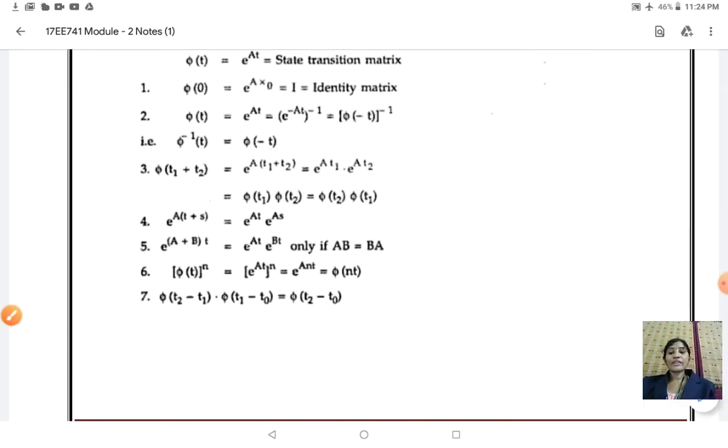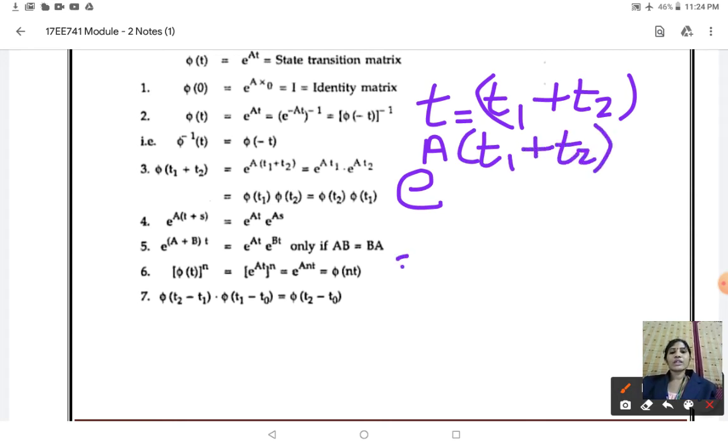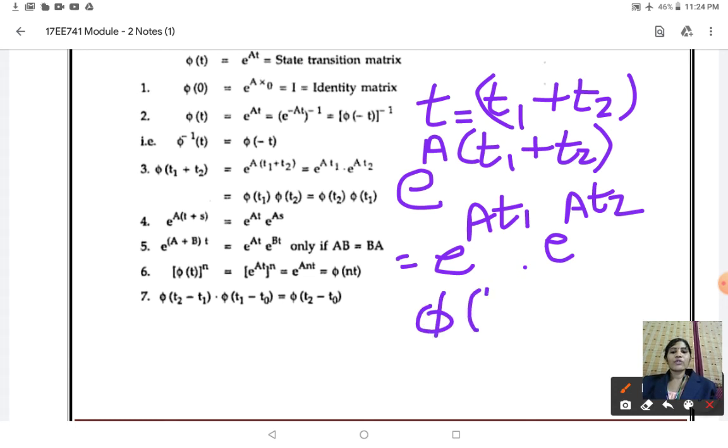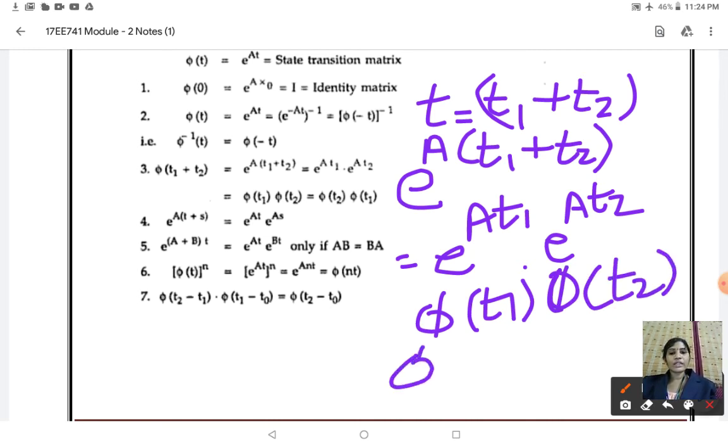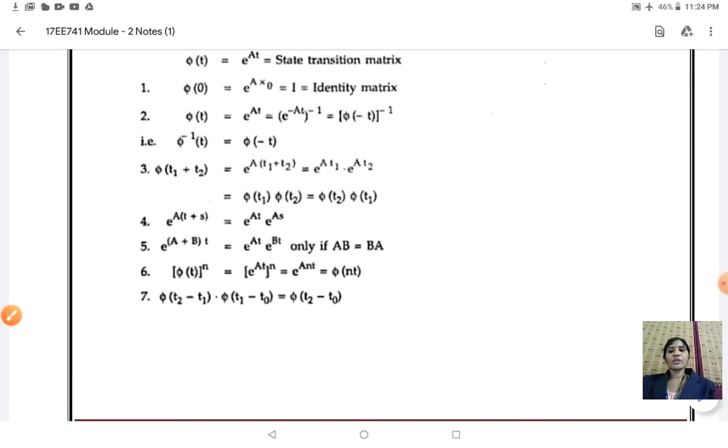Suppose you have different timings, that is t is equal to t1 plus t2, then the state transition matrix is going to be e to the power of a t1 plus t2. So this we can write as e to the power of a t1 dot e to the power of a t2, which we can write as phi of t1 and phi of t2. Even you can write like this, phi of t2 dot phi of t1. So it is the other property which is shown over here.